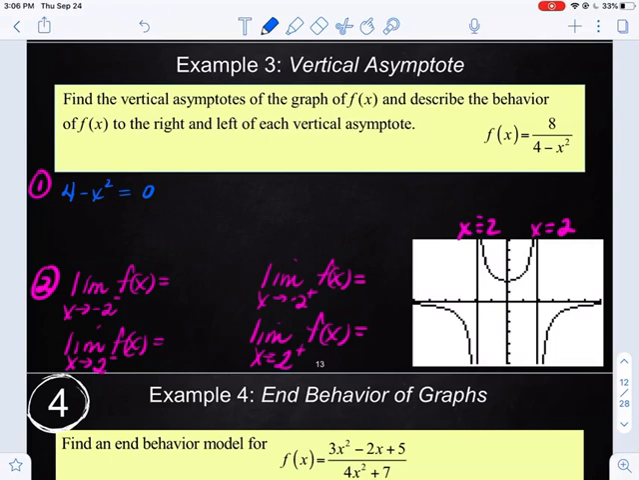So first I'm going to look at this and say there are no common factors between the numerator and the denominator, so I'm going to just set the denominator equal to 0, and then I'm going to say 2 plus x, 2 minus x, I'm going to go ahead and factor it, set it equal to 0, and then I'm going to say where x is equal to plus or minus 2. So you can see that I have them marked on the graph, x is equal to 2 and negative 2.